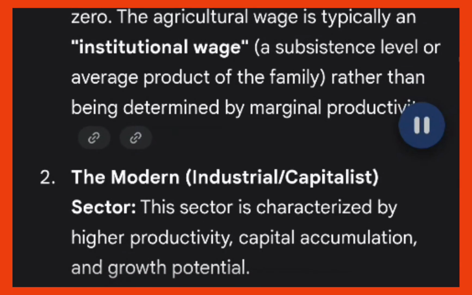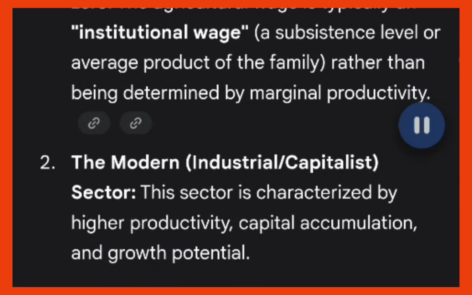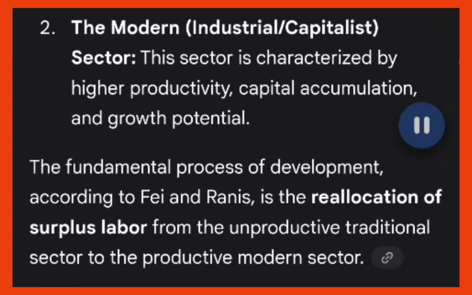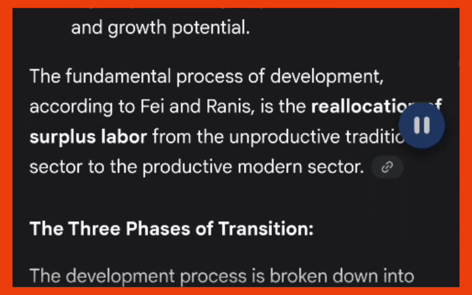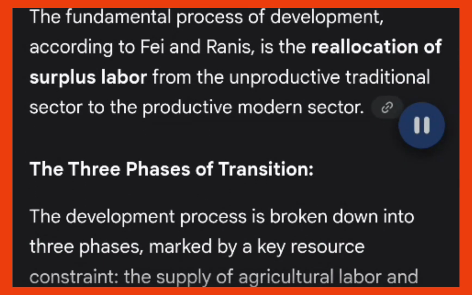determined by marginal productivity. The modern, industrial, capitalist sector is characterized by higher productivity, capital accumulation, and growth potential. The fundamental process of development, according to Fay and Ranis, is the reallocation of surplus labor from the unproductive traditional sector to the productive modern sector.